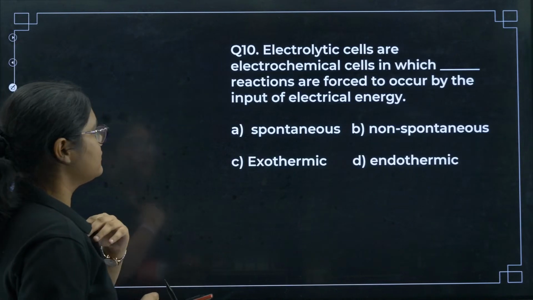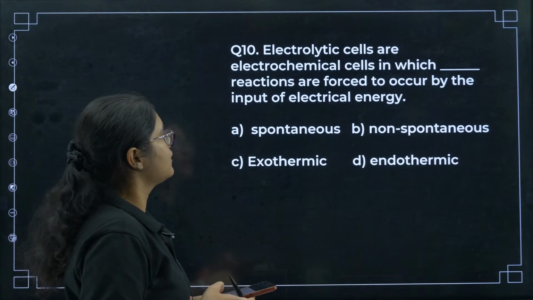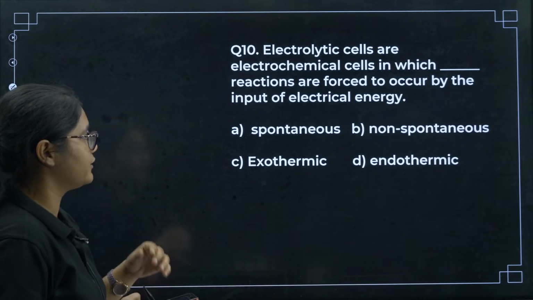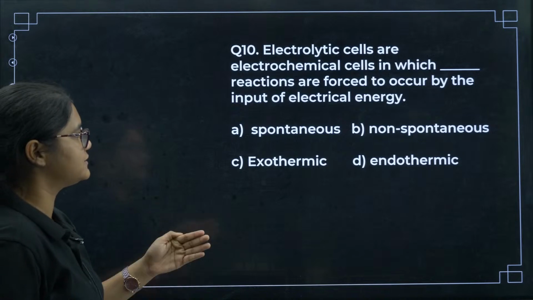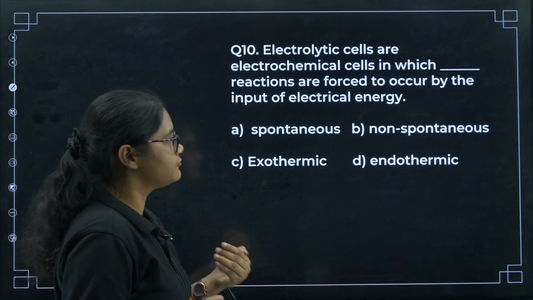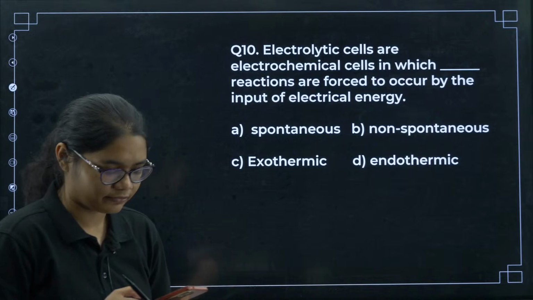Okay, 10th one. Electrolytic cells are electrochemical cells in which dash reactions are forced to occur by the input of electrical energy.